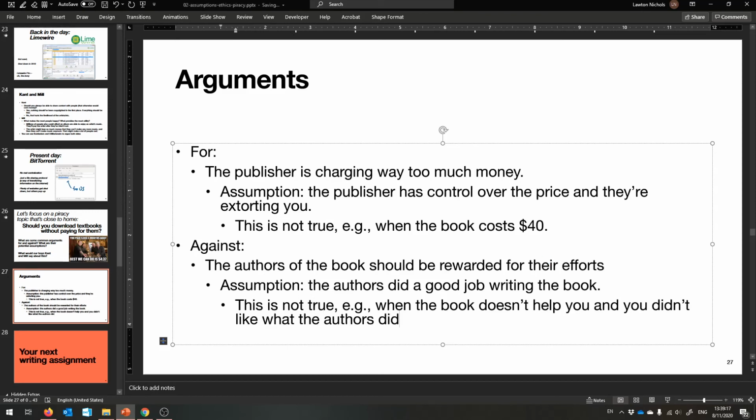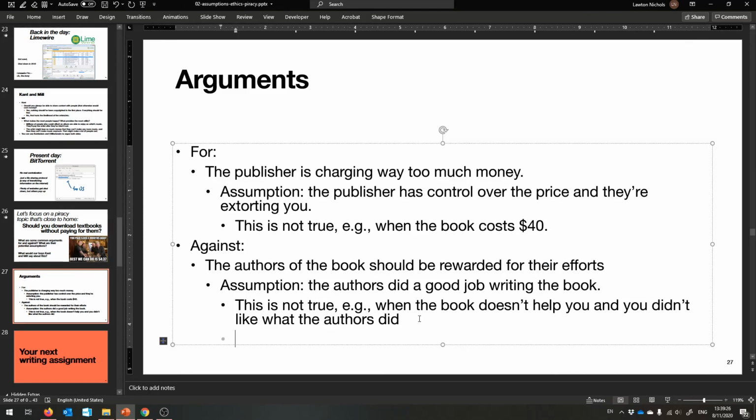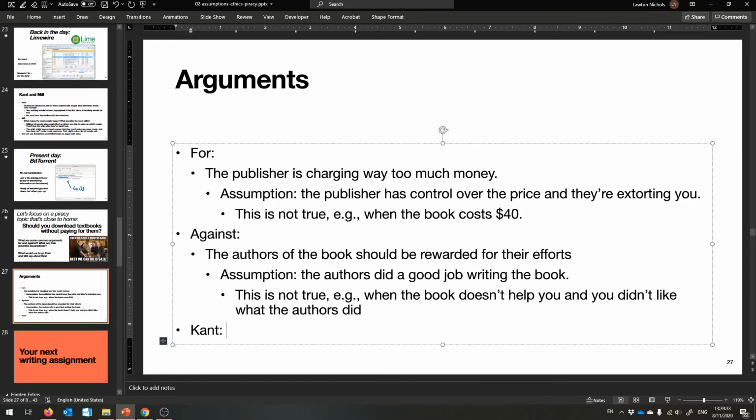They didn't do enough to warrant the price of the book, for example. And Kant and Mill, if we just want to think about this from their point of view, Kant, this is again an argument for stealing, but maybe you could apply it to textbooks specifically now.